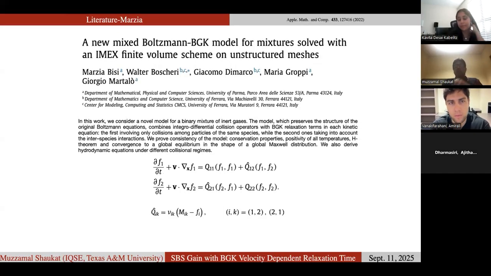Another very interesting paper was done in 2022 by some Italian scientists. Q11 means the interparticle collision. Q12 means the interspecies collision, meaning gas 1 or gas 2. Similarly Q21 and Q22 come with that. And this new ν_ik means 1 over tau, which is the frequency, equal to 1 over time.